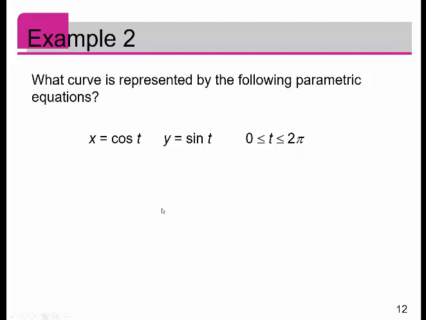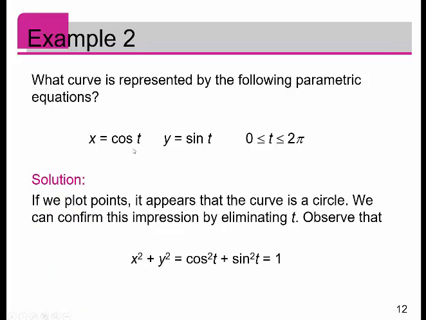If you remember your unit circle from pre-calculus, it has this circle, and the x values are cosine and the y values are sine along that unit circle. The difference here is that instead of using t, they used theta. So like I said, the parametric equation can be any variable. All right, if we plot points, it appears that the curve is a circle. We can confirm this impression by eliminating t.